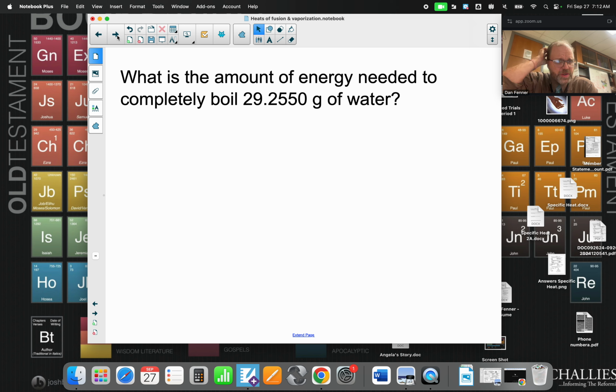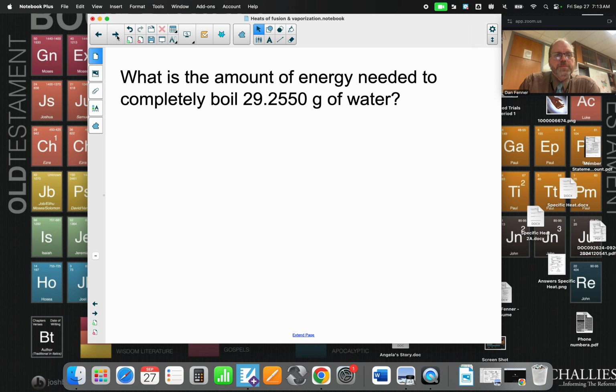Why don't you try this one on your own? Take a few seconds. Again, these aren't that difficult, and we'll go through it at the end. What is the amount of energy needed to completely boil 29.2550 grams of water? Okay, so take a few seconds, work it through.